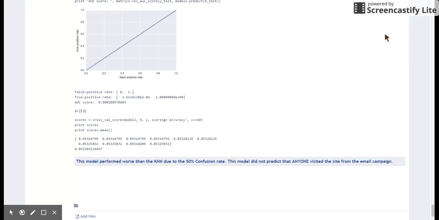So overall, our best model against our data set was our decision tree, with the highest ROC score that it had.